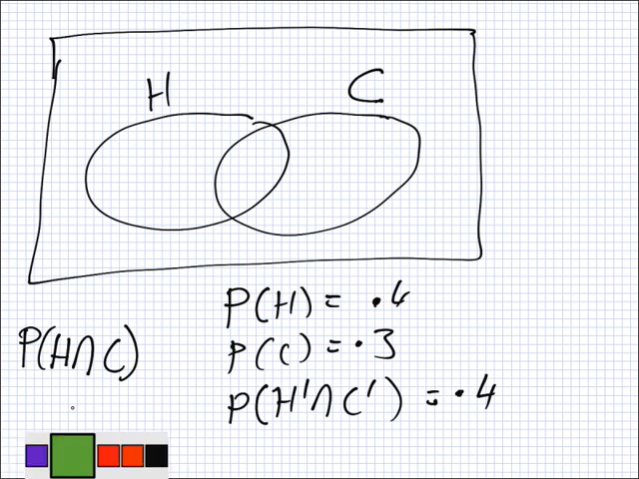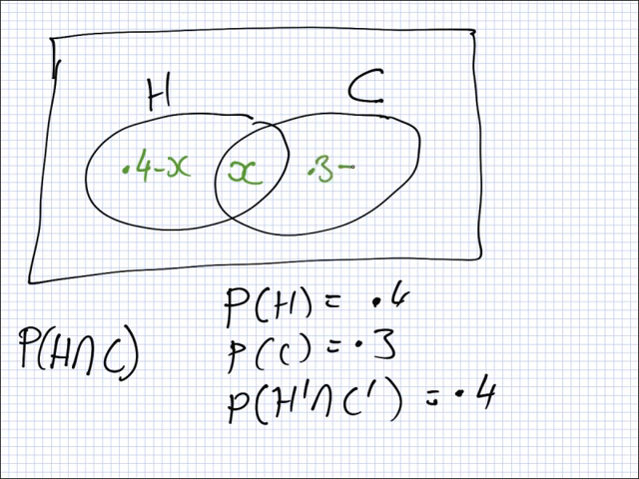Now, look, guys, I'll give you a little hint. You think you got it? Let's have a look at this now. I'll write an X here. That's what I'm looking for, isn't it? How many patients have heart disease? 0.4. If this is X, then how much is here? 0.4 minus X, because the total needs to be 0.4. How much is here? 0.3 minus X.